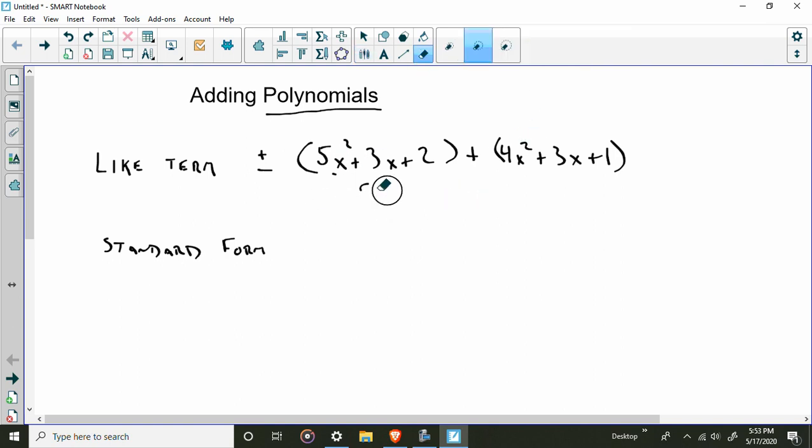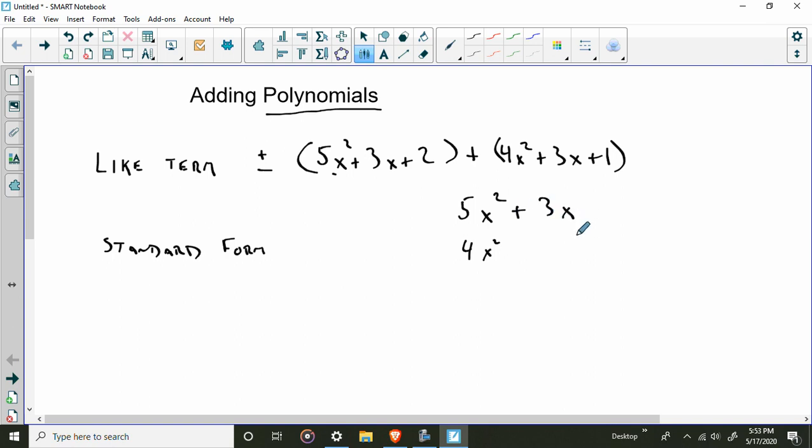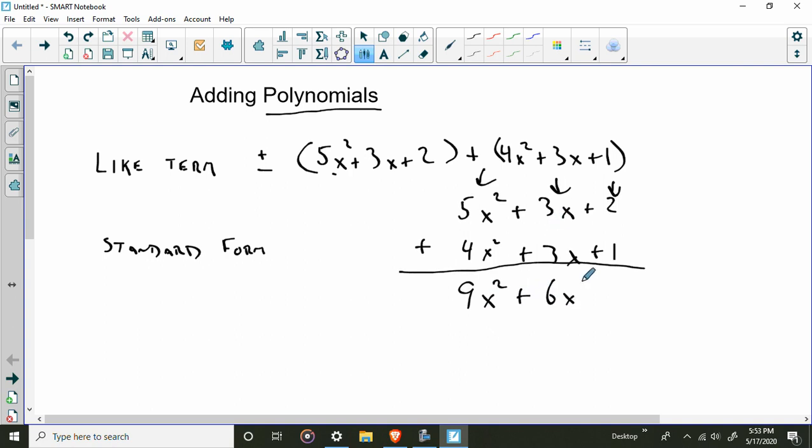A very handy trick, and something I suggest you get into the habit of, is when they ask you to add these together, stack them on top of each other. 5x squared, and what goes with 5x squared? A 4x squared. Plus 3x and another 3x. Plus 2, plus 1. Everything is lined up, all your like terms, and you can just go ahead and add them. 5x squared and 4x squared is 9x squared. 3x and 3x is 6x, and 2 and 1 is 3.